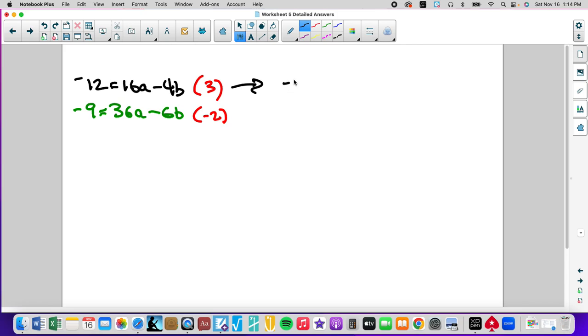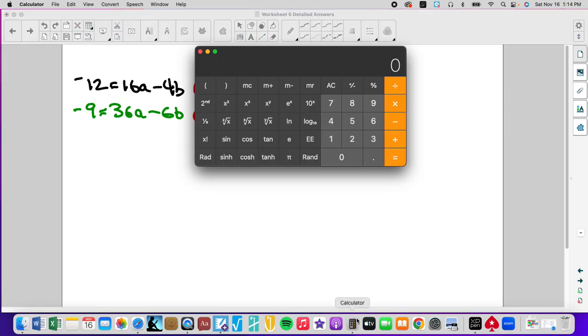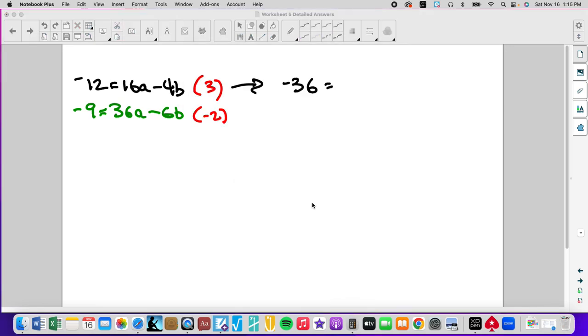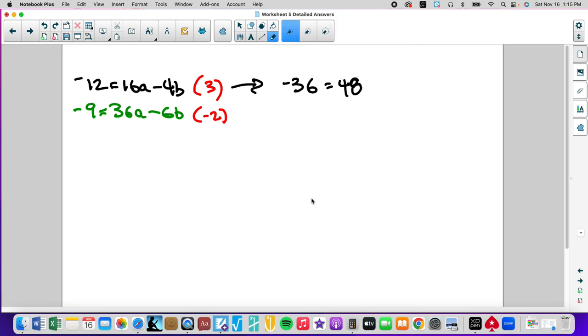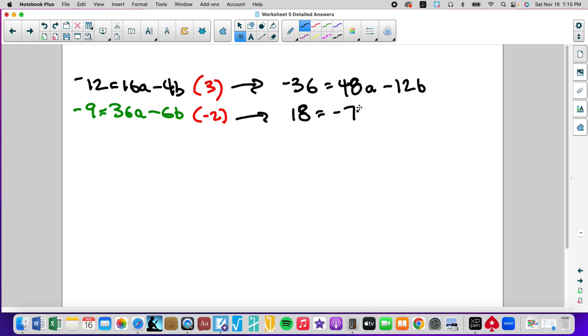And everything multiplied gives you -36 equals 16 times 3. I should know 16 times 3, 48. 48a minus 12b. Let's multiply this. And we get 18 equals -72a plus 12b. That's why we wanted to cancel the b's.